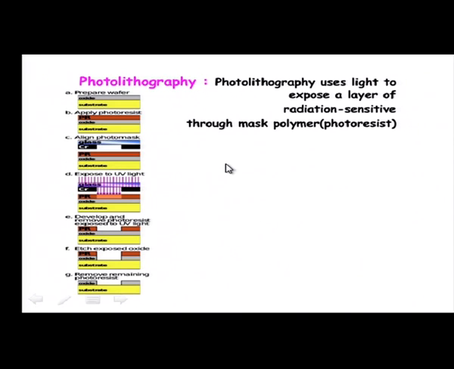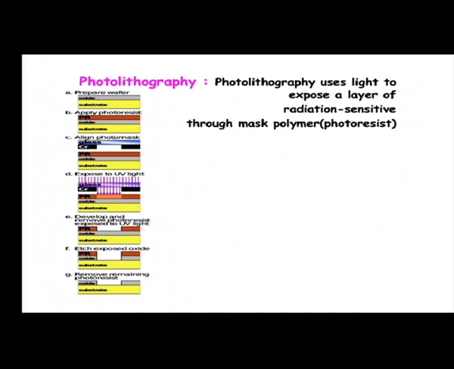Therefore, this photolithography uses light to expose a layer of radiation sensitive polymer through a mask, that is, it is a photoresistant polymer. So, the first step is preparation of wafer, the second step is you apply a photoresist, the third step is align photomask, the fourth step is exposure to UV light, and the fifth step is to develop and remove the photoresist exposed to UV light. The next step is etch the exposed oxide, and the next step is remove the remaining photoresist. Therefore, how many steps are there? There are 1, 2, 3, 4, 5, 6 and 7, and these 7 steps are required for photolithography.